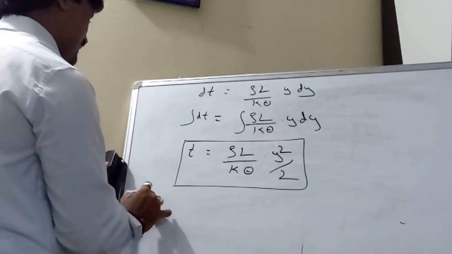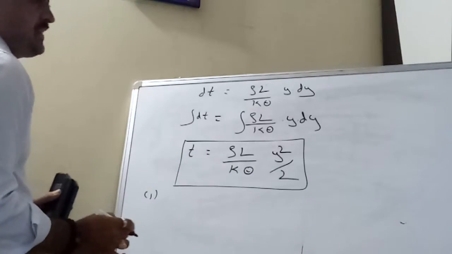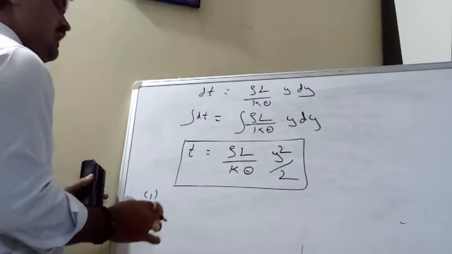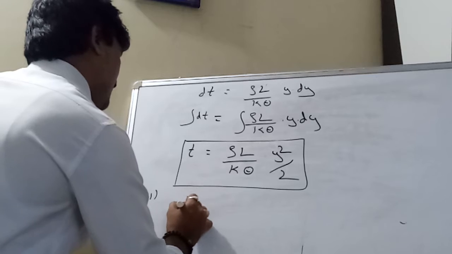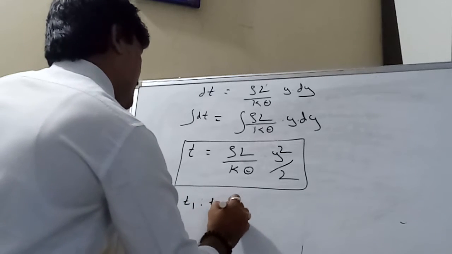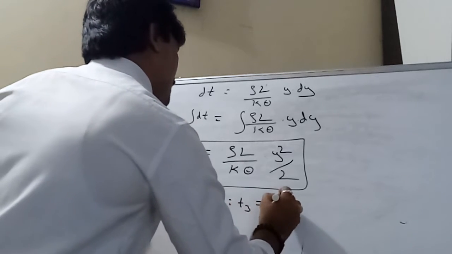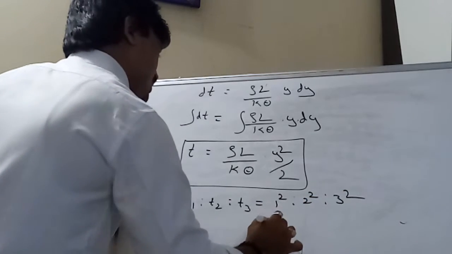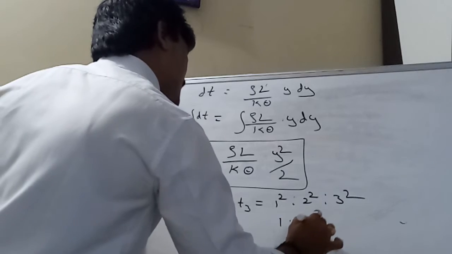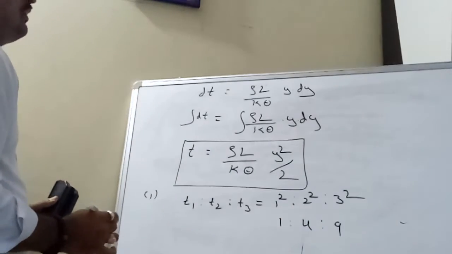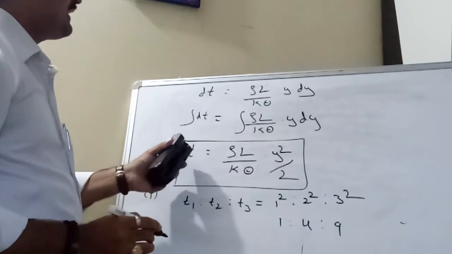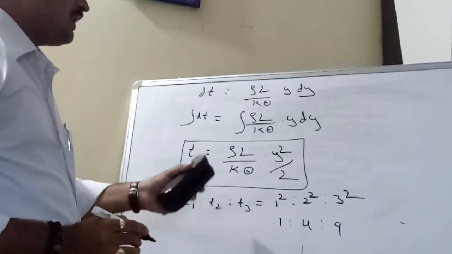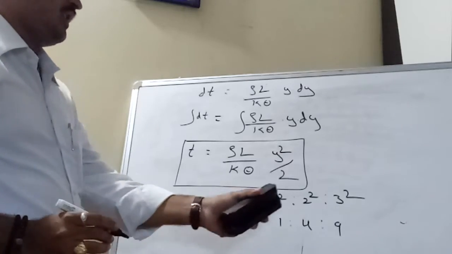So the first point: the time taken for a given thickness of ice. For the thickness doubling and tripling, the ratio T1 is to T2 is to T3 is equal to 1 square is to 2 square is to 3 square, that is 1 is to 4 is to 9. For the thickness of ice doubling and tripling, the ratio is 1 is to 4 is to 9.